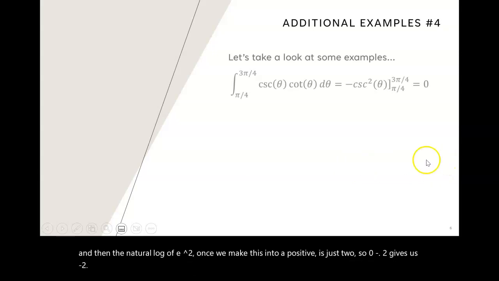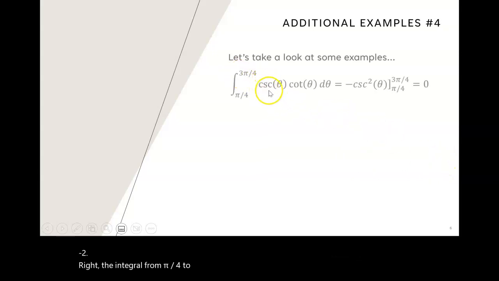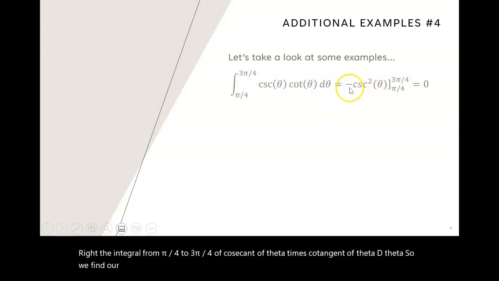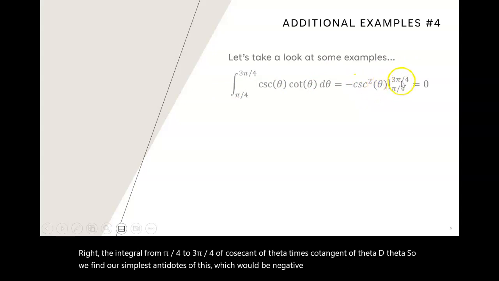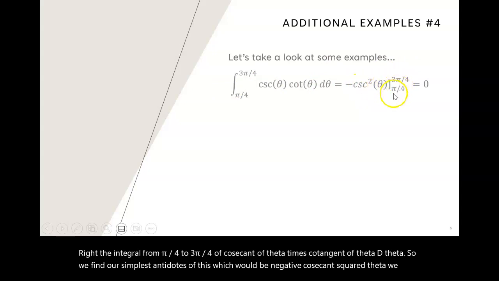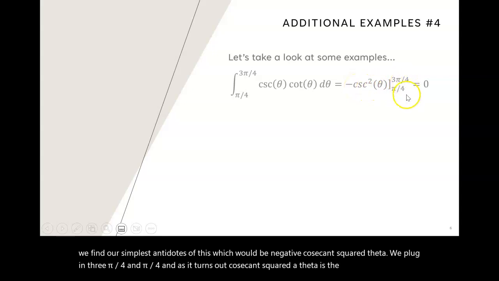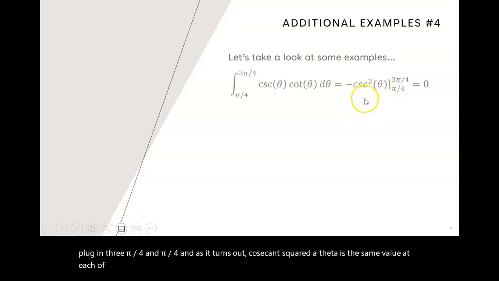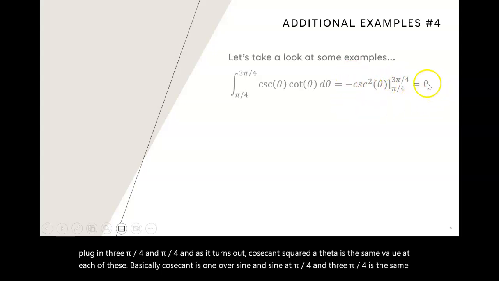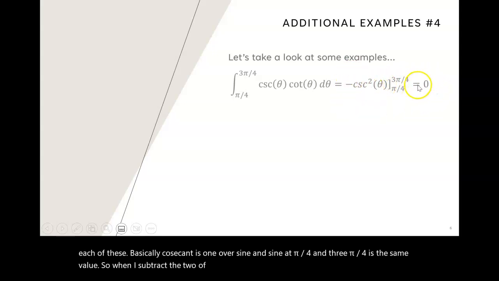The integral from pi over 4 to 3 pi over 4 of cosecant theta times cotangent theta d theta. So we find our simplest antiderivative of this, which would be negative cosecant theta. We plug in 3 pi over 4 and pi over 4, and as it turns out, cosecant of theta is the same value at each of these. Basically, cosecant is 1 over sine, and sine at pi over 4 and 3 pi over 4 is the same value. So when I subtract the two of these, I end up with 0 as my final answer.